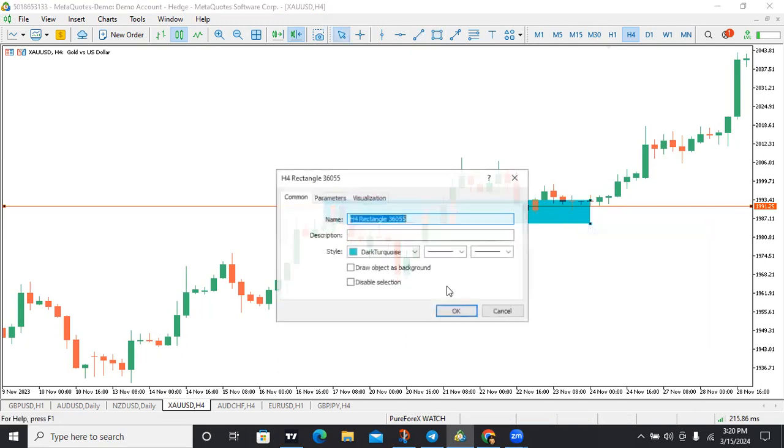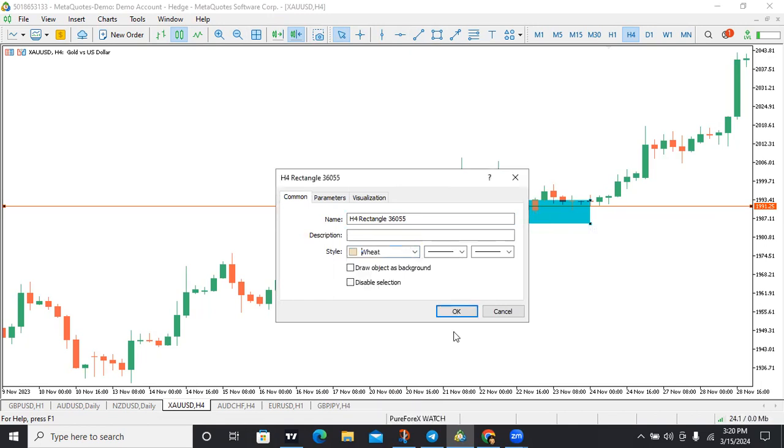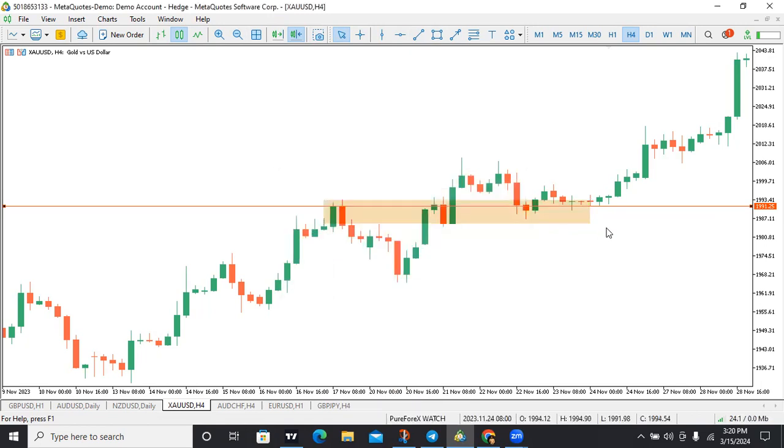So we're going to change the color. Okay, so after changing the color and the thickness, when price comes back here, this is an SNRC1 on the H4 time frame. Are you going to enter here?